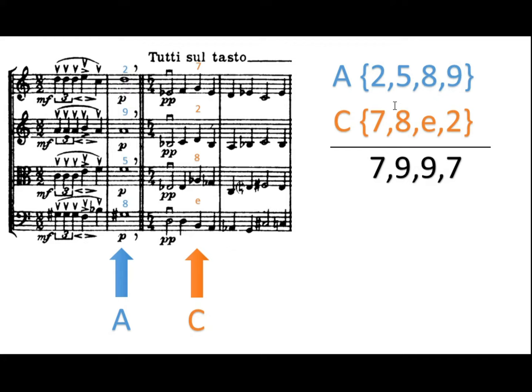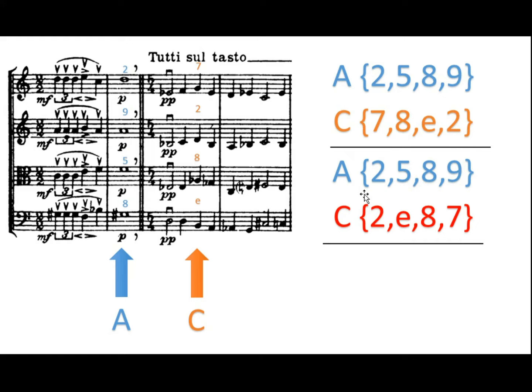Since these are not all the same resulting number, these two sets are not related by transposition, but they might be related by inversion. To find this, we need to reverse the order of one of them. We can reverse either one. We're going to reverse set C. We have set A as normal, and our reversed set C is 2, E, 8, 7.